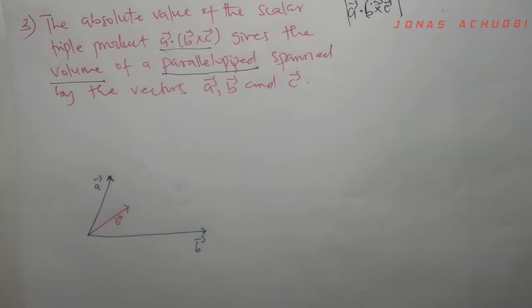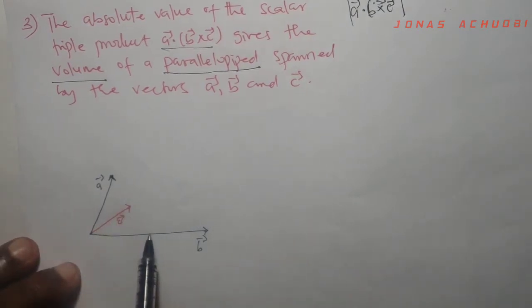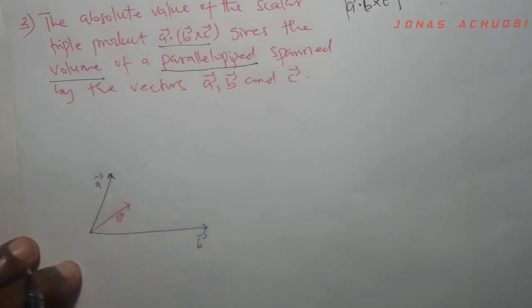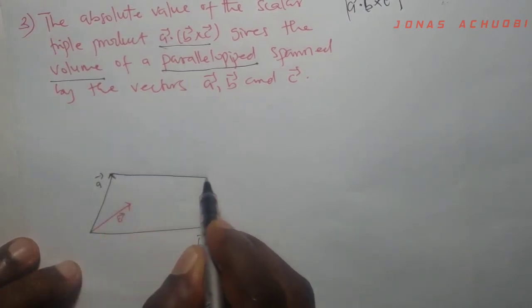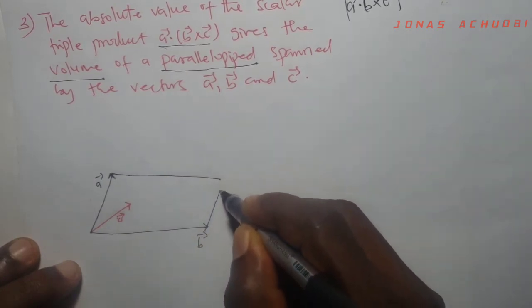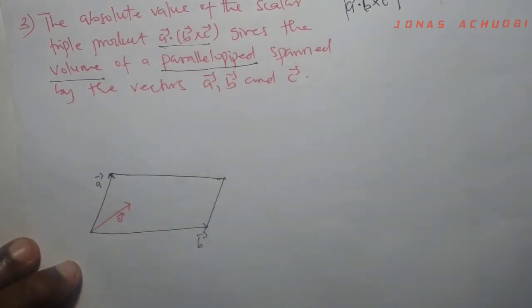Okay. Now, as you know, if we make a copy of vector B and A, we get a parallelogram that is spanned by vector A and B. So, good. All right, that is it. So this is a parallelogram that is spanned by vector A and B.